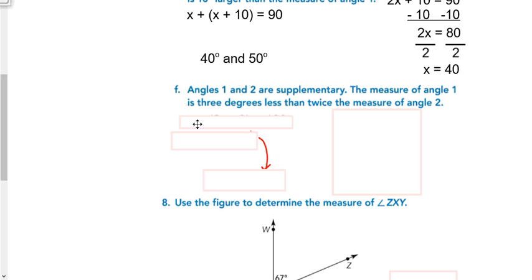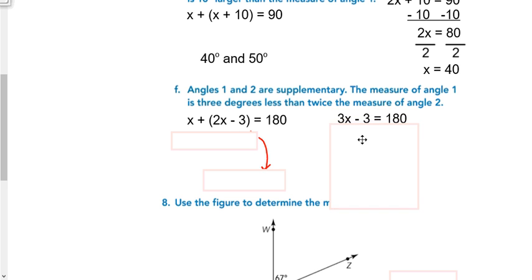So angle 1 is 3 degrees less than twice the measure of angle 2. It says the measure of angle 1 is 3 degrees less, so minus 3. Then twice the measure of angle 2, so 2 times x minus 3 is one of the angles. And we have angle 2 right here. So we just combine the x's. Once again, it becomes 3x minus 3 is equal to 180.